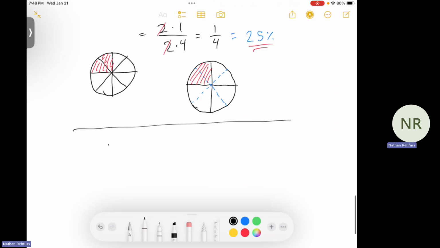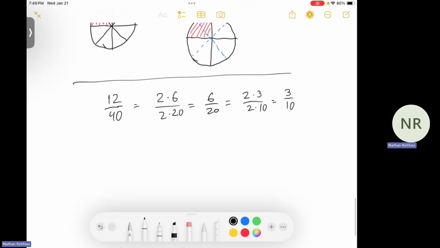So now let's reduce 12 over 40. I'd ask, what do you see that goes into both 12 and 40? And you might say 2. 2 times 6 over 2 times 20. 6 over 20 isn't finished. Both of those numbers are still multiples of 2. 2 times 3 over 2 times 10. So I can reduce it again to 3 over 10. And that seems to be as far as it goes.